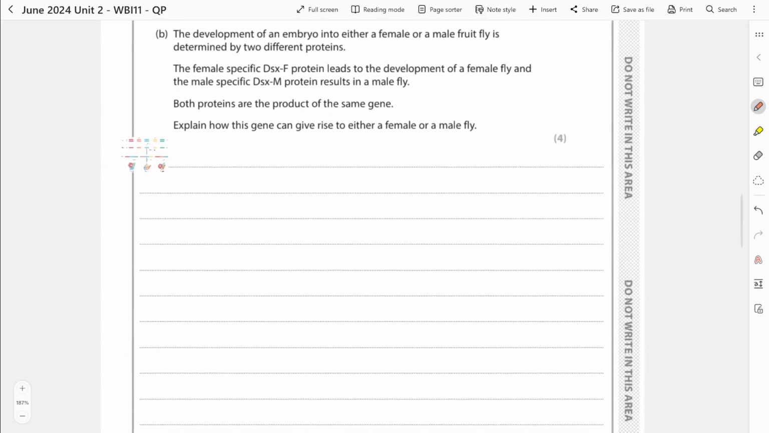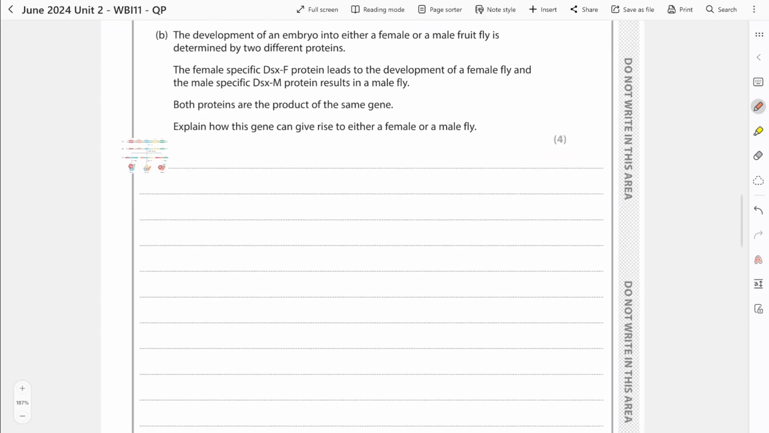Okay, let's scroll on to Part B. The development of an embryo into either a female or a male fruit fly is determined by 2 different proteins. The female-specific DSXF protein leads to the development of a female fly, whereas a male-specific protein leads to a male fly. Both proteins are the product of the same gene. This part is important to note down. Explain how this gene can give rise to either a female or a male fly.